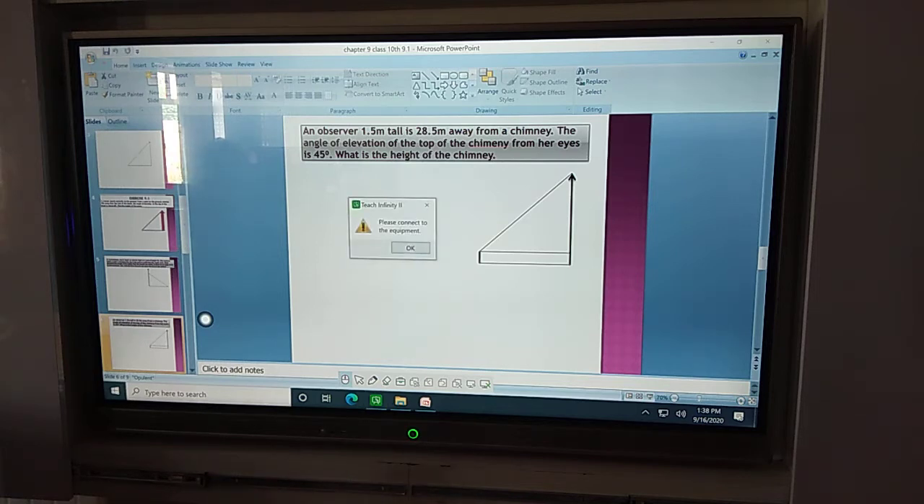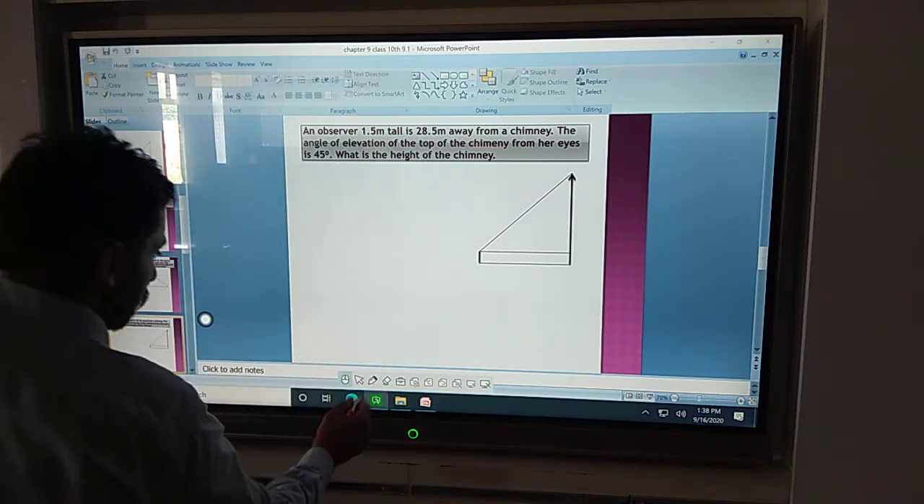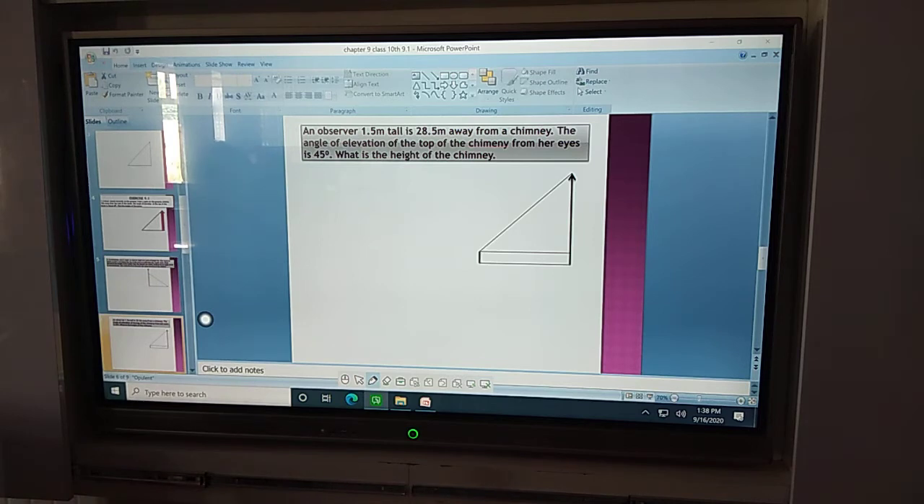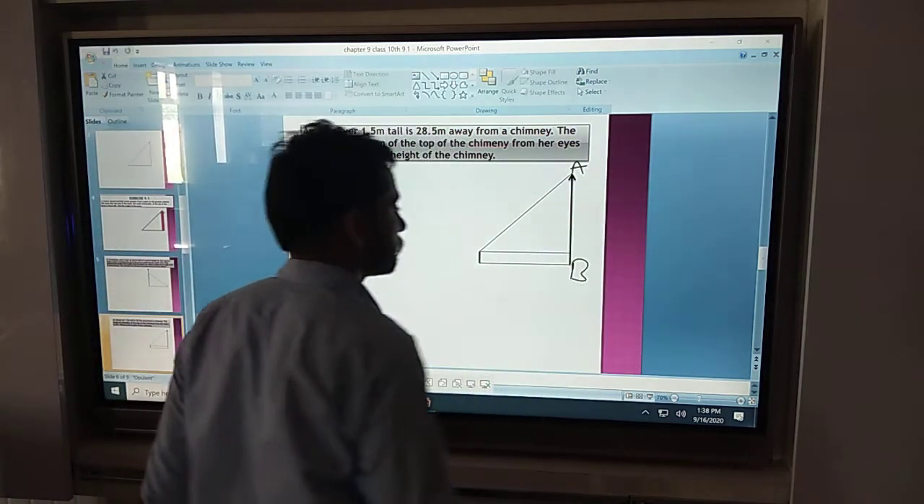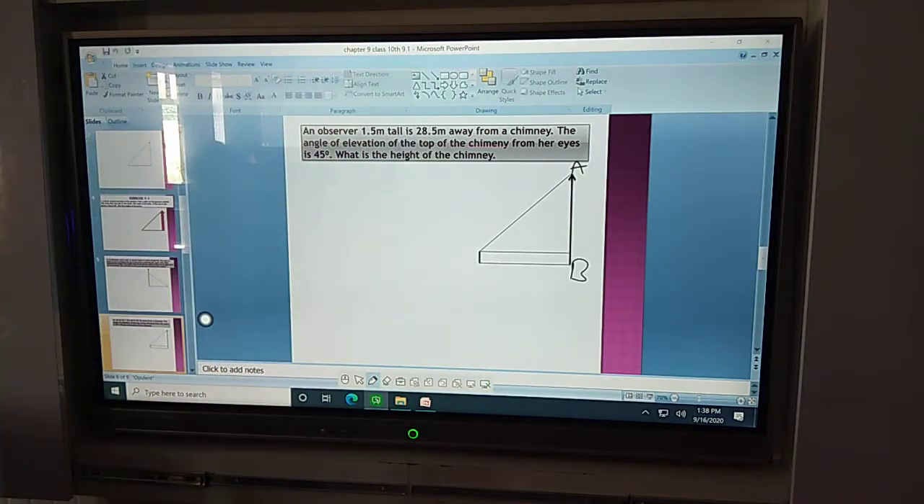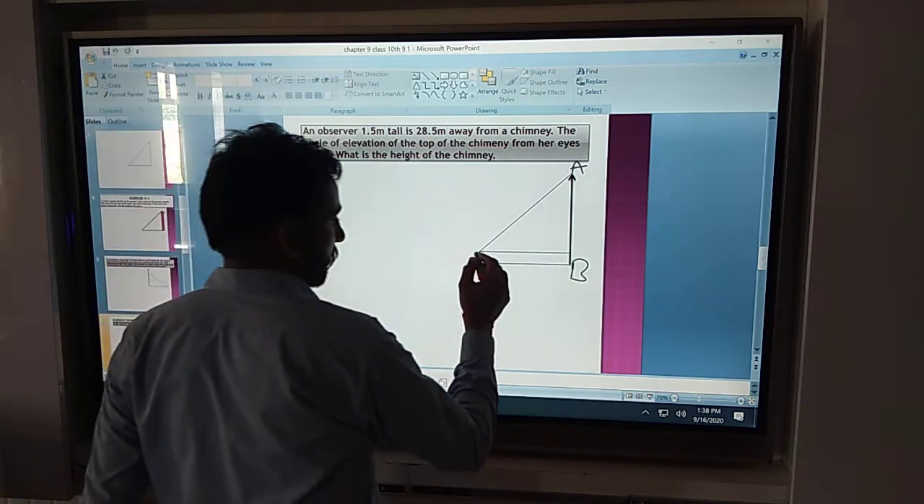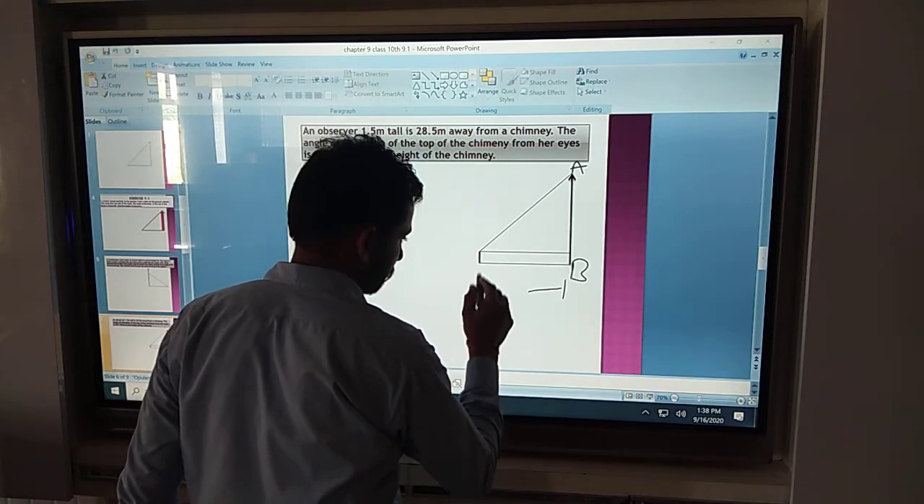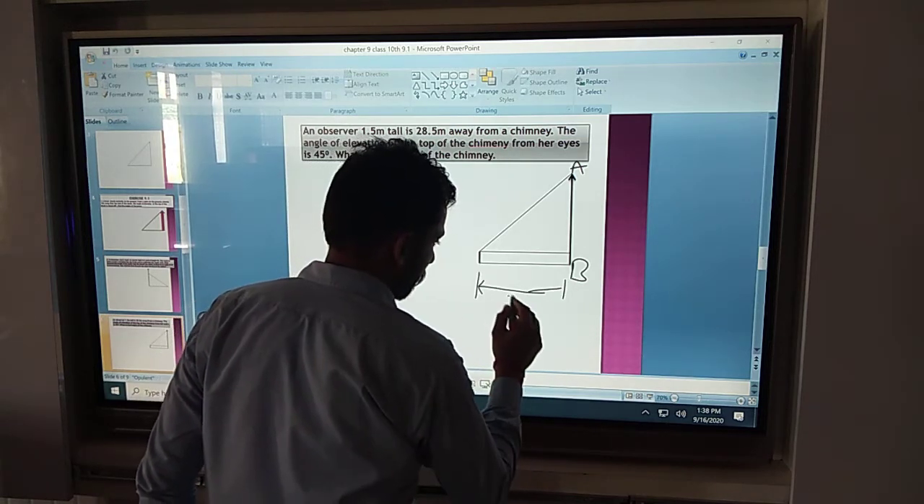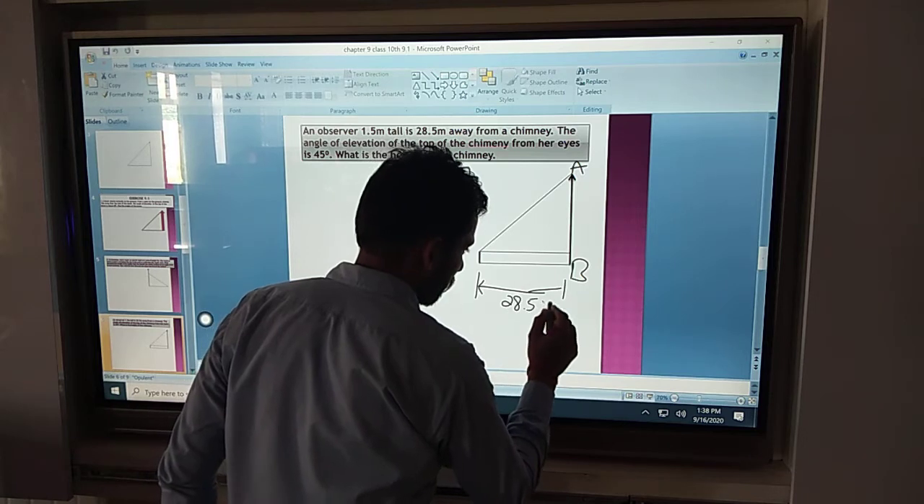Now we are given a chimney. Suppose this is a chimney AB and a person 28.5 meter away from the chimney. This is the chimney, the person is here. This distance is given, 28.5 meter.